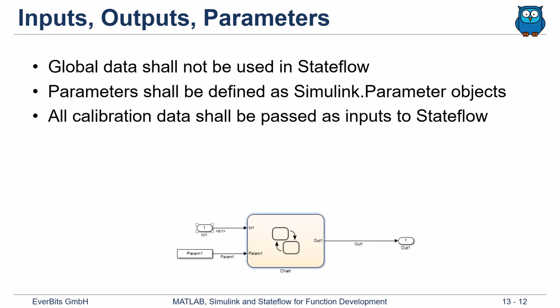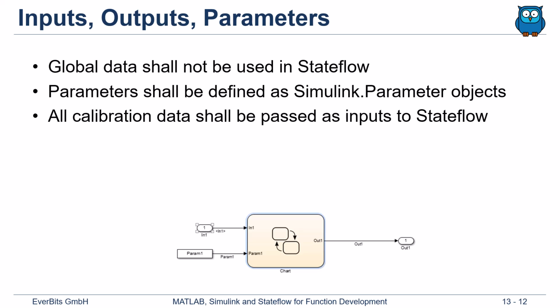All calibration data shall be passed as inputs to Stateflow. So inside of Stateflow, you can define parameters, and those parameters can be changed in the MATLAB workspace. But what can you do if you have production code? At the end, those calibration parameters are actually inputs to your units, and so they shall be defined as such. And if you use the Simulink parameter objects, you can also later define the way how code generation will be done.